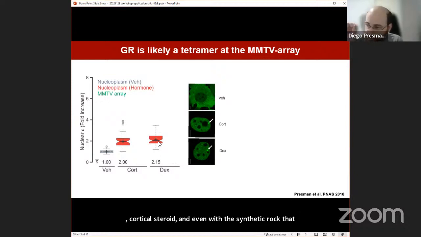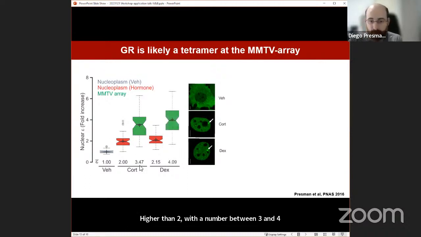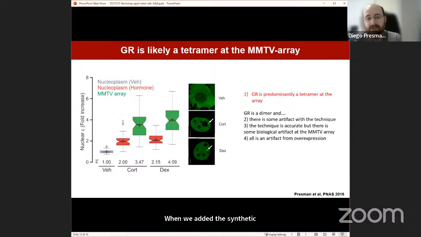But the question is, what happens at that specific point where we have a lot of DNA binding? We were extremely surprised to find that the number is higher than 2. It's a number between 3 and 4, and it goes straight to 4 when we added the synthetic drug. So the most parsimonious explanation is that GR is predominantly a tetramer, at least at this structure.